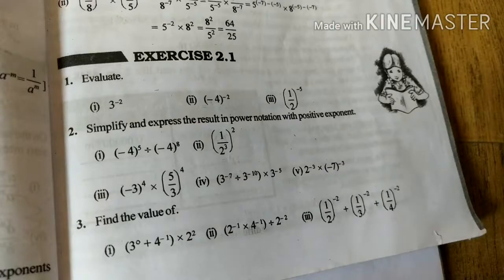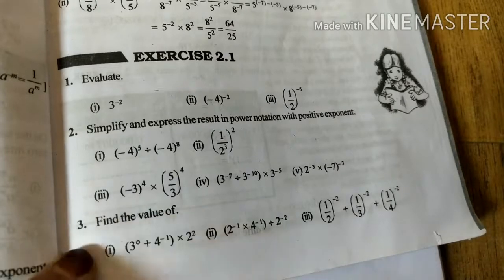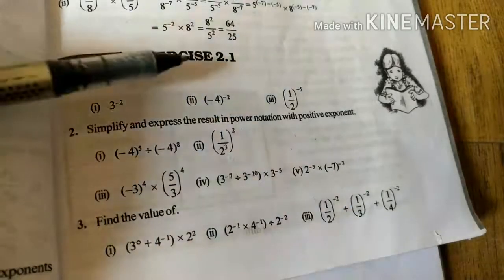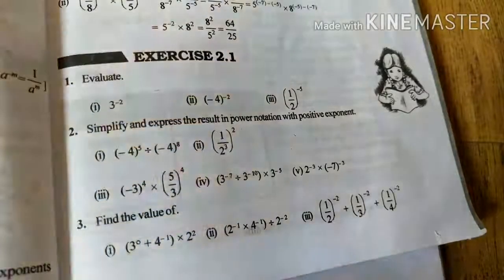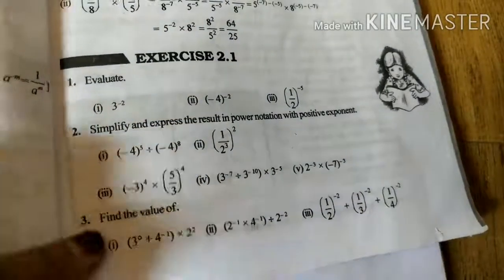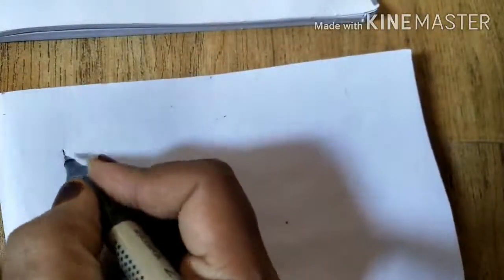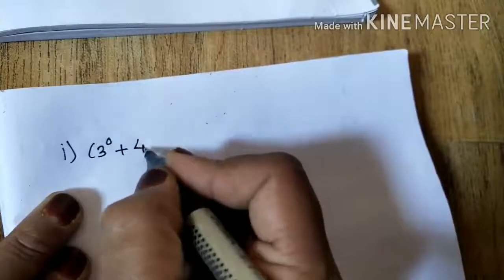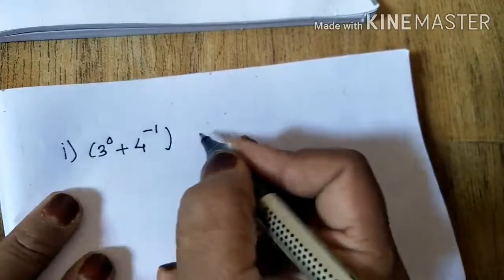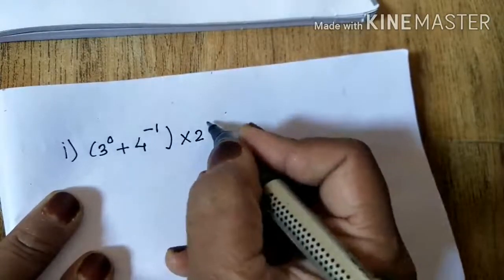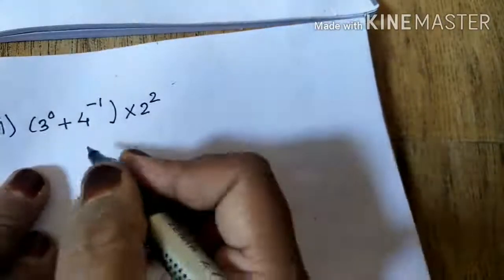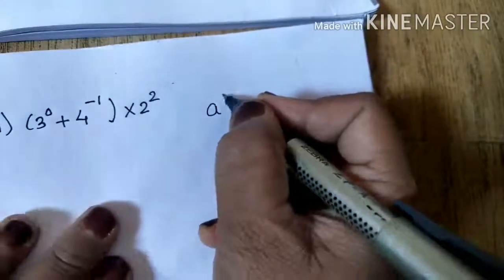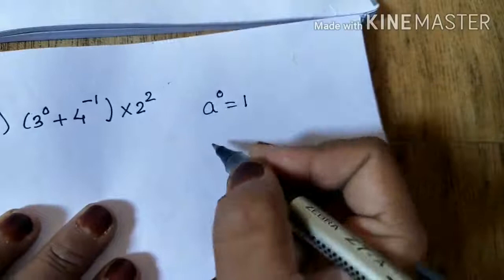Hello children, now we shall solve the third main question of exercise 2.1, exponents and powers. The first question is 3 raised to 0 plus 4 raised to minus 1, bracket completed, into 2 raised to 2. Here we know that any number with power 0 gives the answer 1.